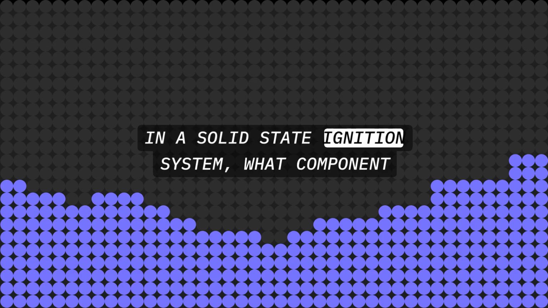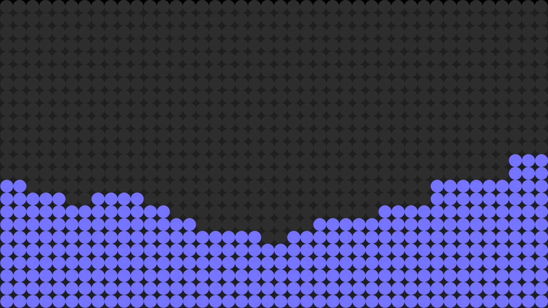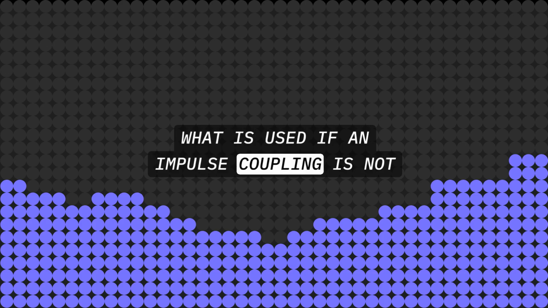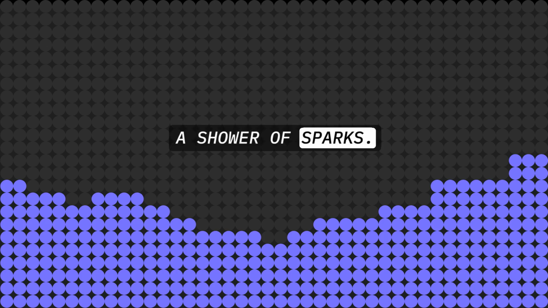In a solid-state ignition system, what component controls the spark? A microprocessor. What is used if an impulse coupling is not present? A shower of sparks.